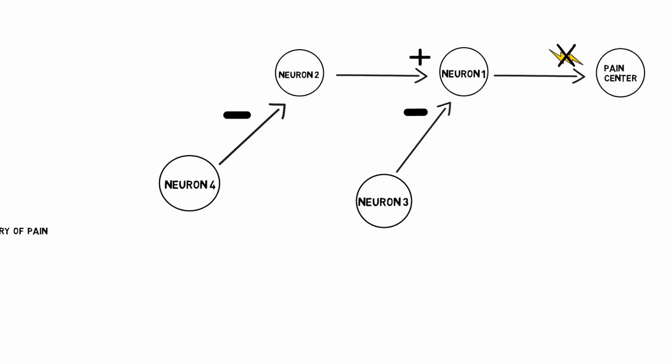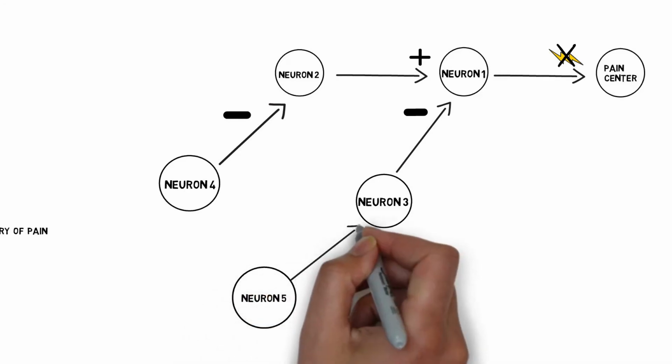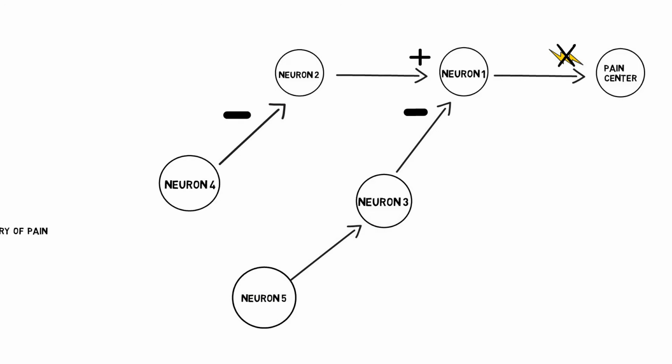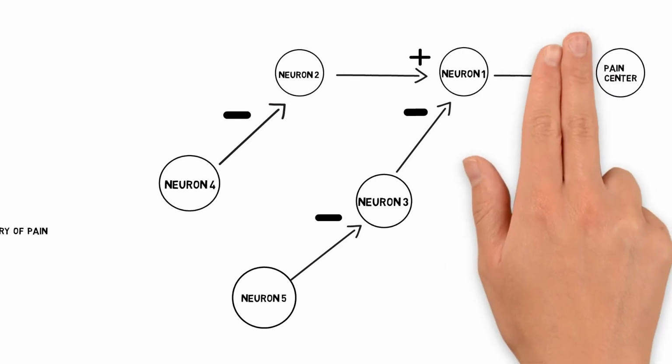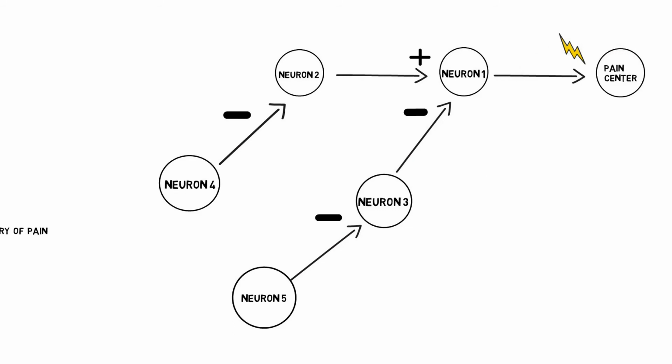Now let's make this more complex. Consider a pathway of neuron number 5 synapsing on neuron number 3 with an inhibitory input. Neuron 5 shuts down the inhibitory input coming from neuron 3 to neuron 1, so neuron 1 does not get inhibited and can send its signal to the pain center. If you inhibit an inhibitor, you release the neuron further downstream to respond.